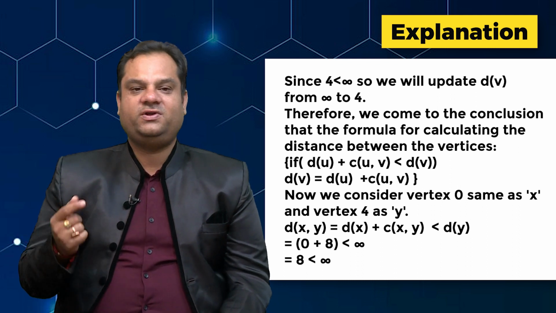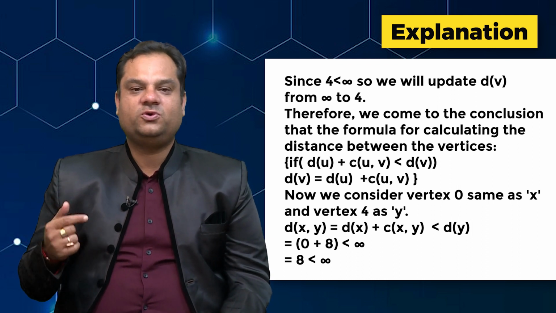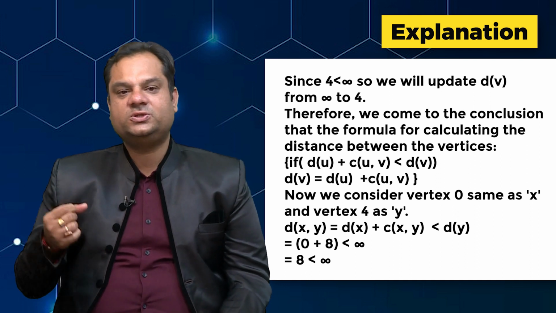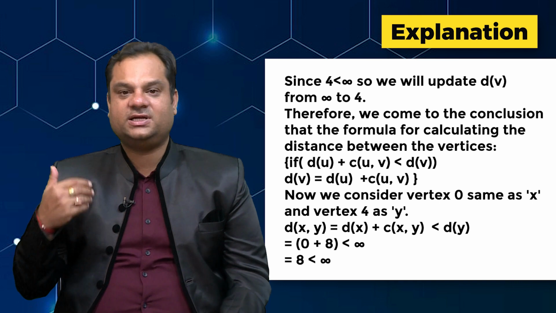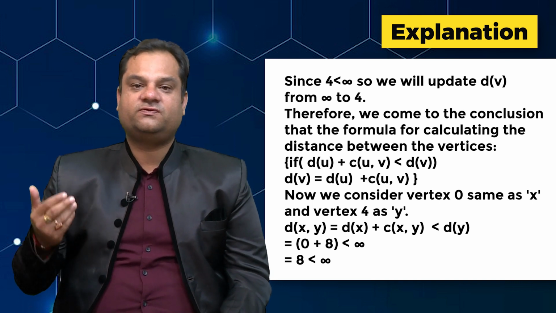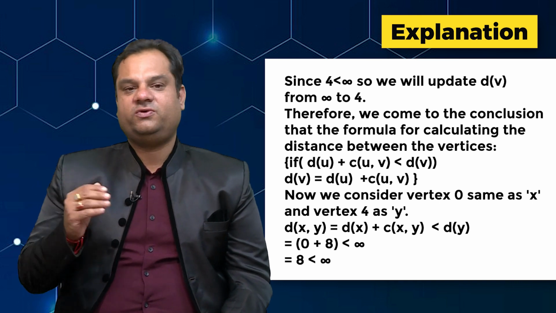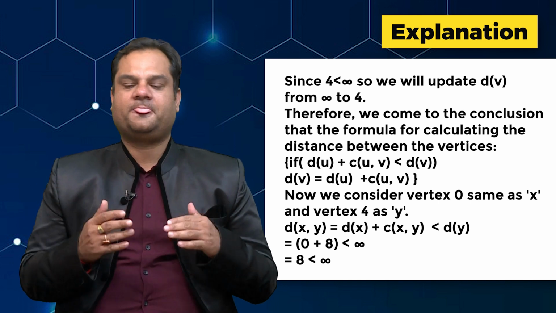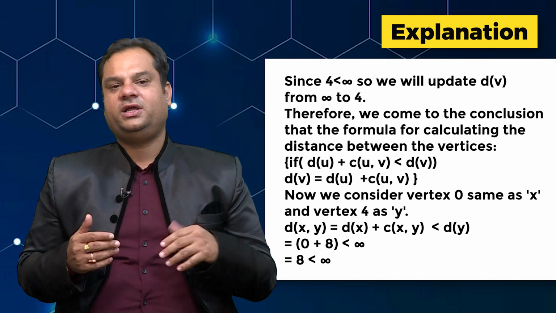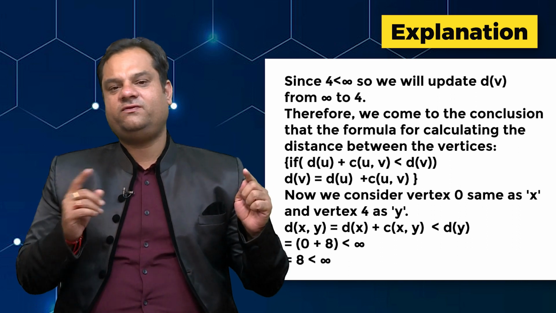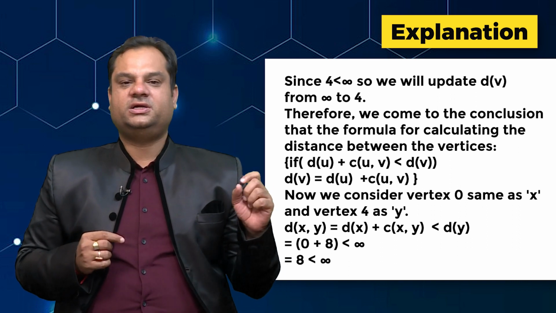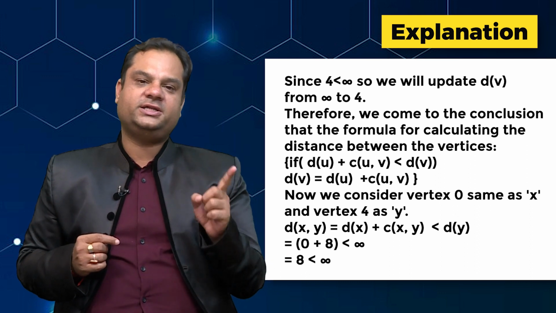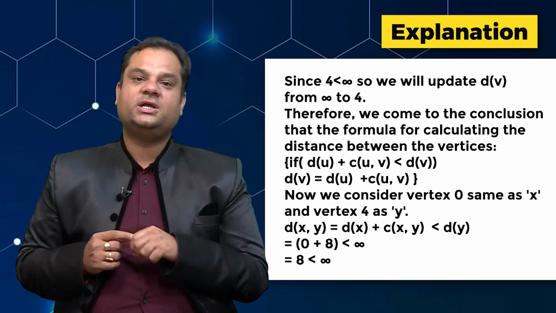So, if d v is greater than d of u plus c u v, we update it. Now we consider vertex 0 the same as x and vertex 4 as y. Now we go for another way. 0 to 1 we already covered. Now move on to the next, 0 to 4. Here u is 0 and v is 4, and 0 and 4 are connected by an edge whose weight is 8.